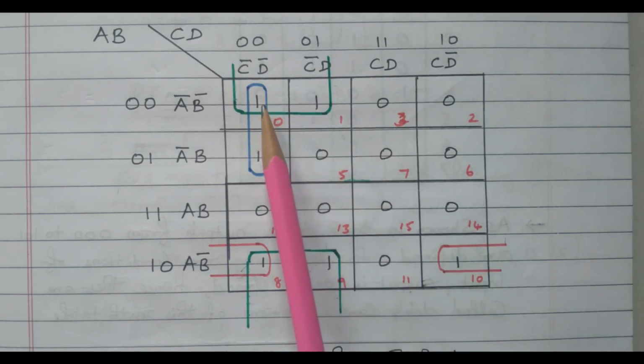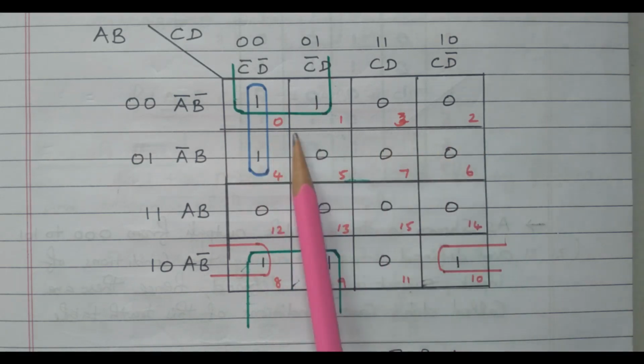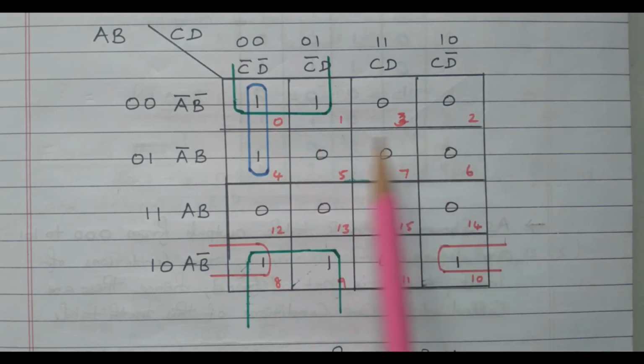So there are 6 terms available: 1, 2, 3, 4, 5, 6. This K map is plotted with 6 terms. The numbers 0, 1, 2, 3 indicate the min terms. These red color numbers are nothing but the min terms. That is 0, 1, 2, 3.